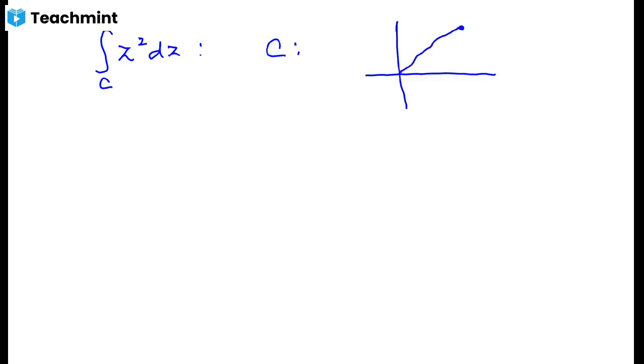So let's make it further clear. Let us compute this integral over c of z square dz, where c is the line segment from 0 to 2 plus i. You have this line segment.